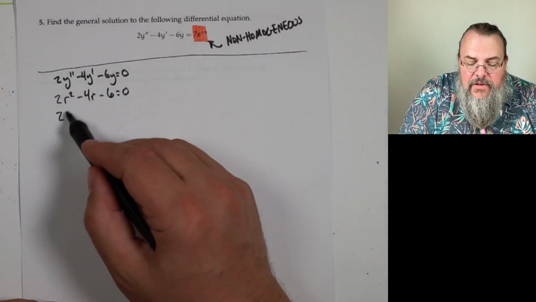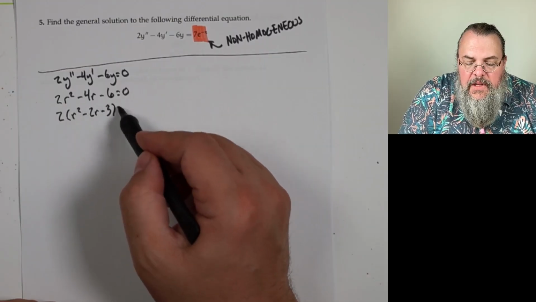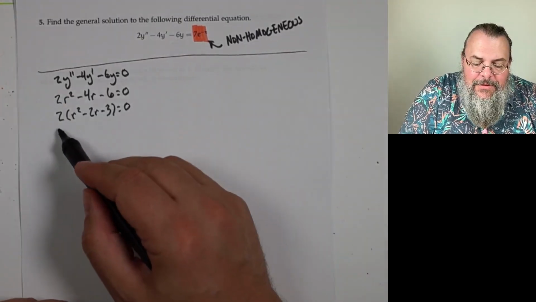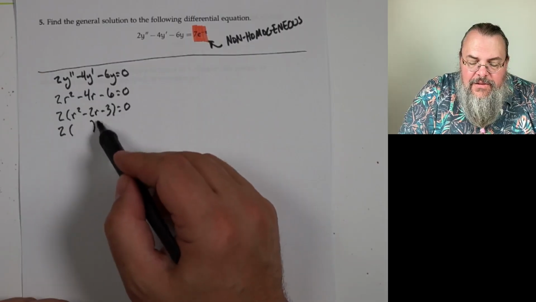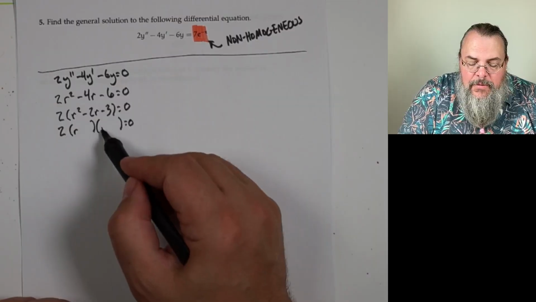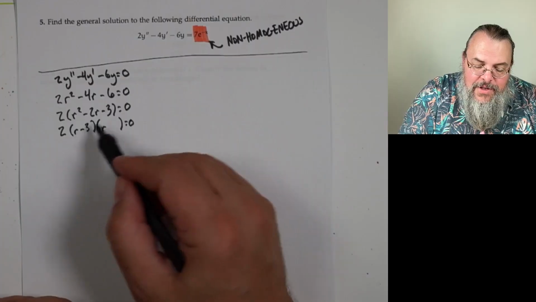You can factor a 2 out: r squared minus 2r minus 3. And you should anticipate that these will factor because they like you. They want good things to happen. When I say they, your teachers. Your teachers are the friendliest people in the world.